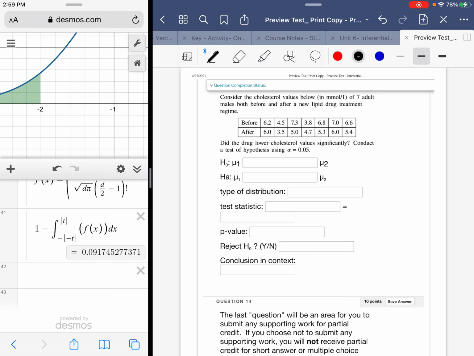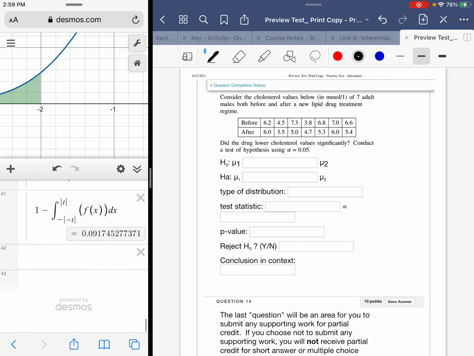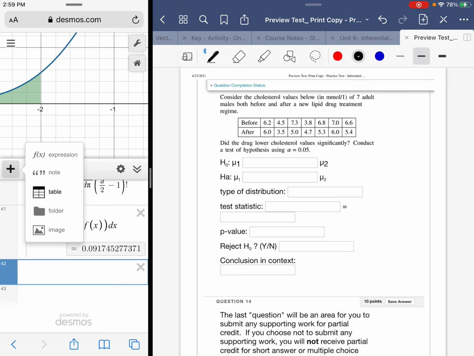So we know it's matched pairs because of that. We want to know whether or not there is a reduction in cholesterol levels. And so we're going to conduct this test at the 0.05 significance level. So what I need are the differences between these values, and I could do that in Desmos. All right, so I still have my t-test calculator open, so I'm just going to hang on to this. So what I'll do here is create a table.